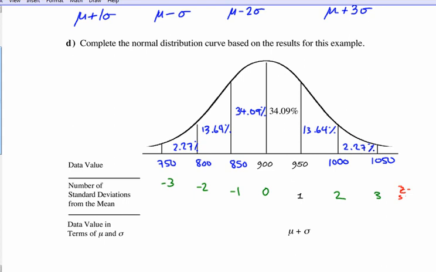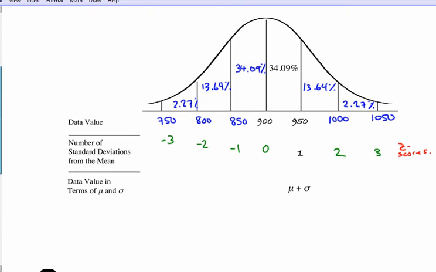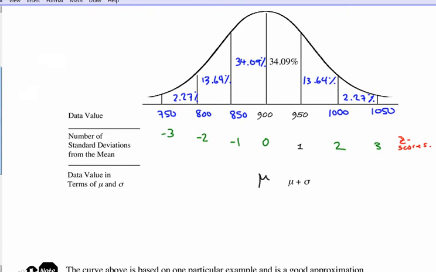And the Z scores tell us how many standard deviations from the mean we are. Okay, in terms of our mean and standard deviation, your mean is the middle. 1 standard deviation would be mean plus 1 standard deviation. 2 standard deviations over, or to the right, is your mean plus 2 standard deviations, and then our mean plus 3 standard deviations. Going the opposite way, 1 standard deviation to the left is our mean minus 1 standard deviation, and mean minus 2 standard deviations, and mean minus 3 standard deviations.